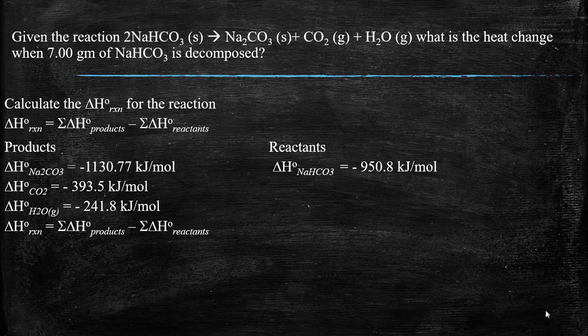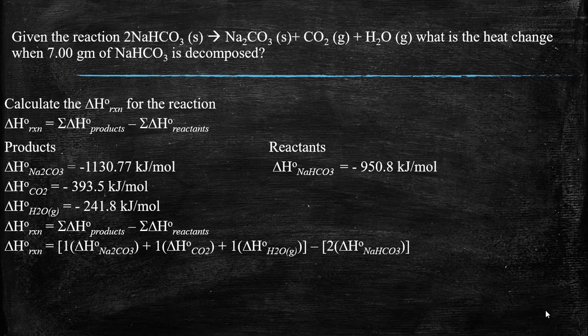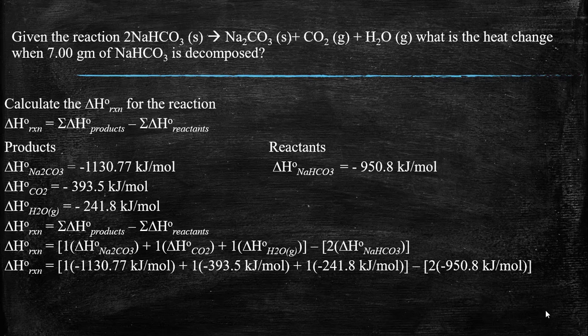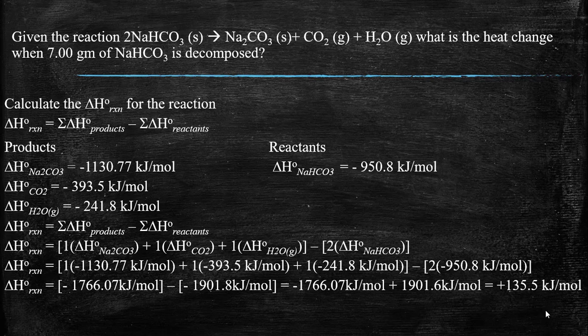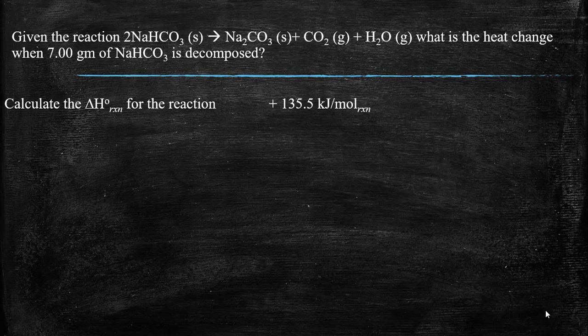The delta H naught of the reaction is equal to the summation of the delta H naughts of the products minus the summation of the delta H naught of the reactants. And so it sets up to look like this. So then you plug in the values that you have, and now you solve the equation, and you get plus 135.5 kilojoules per mole. Since the delta H of the reaction is positive, this is an endothermic reaction.